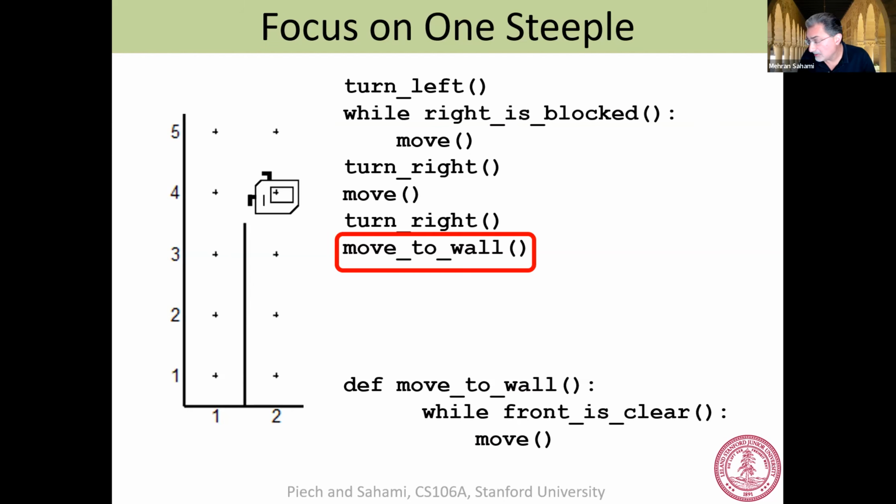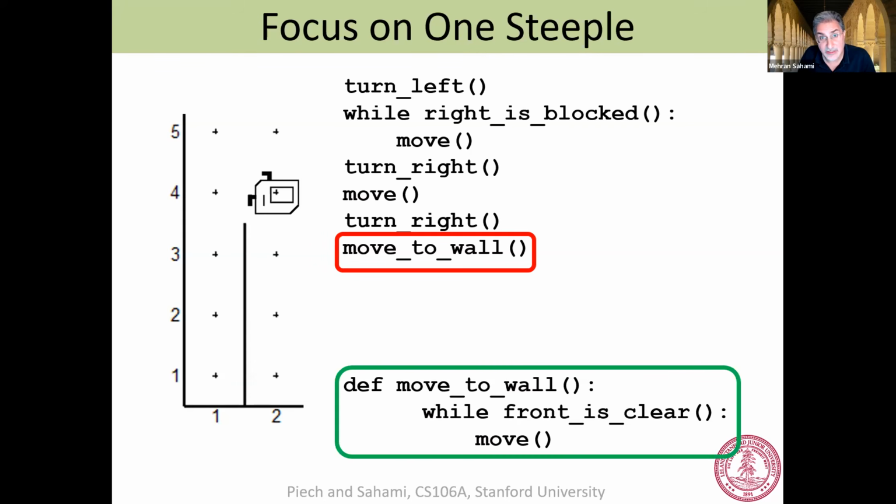So when we call move to wall, what happens is we call the function and Carol comes along and starts executing move to wall. So it comes in there and says, is my front clear? Yes. So I should now execute the body of the while loop, which is a move. And that's what it does. Then it checks the test again. Is my front clear? Yes, still clear. So it does another move. Is my front clear? Yes. So it does another move.